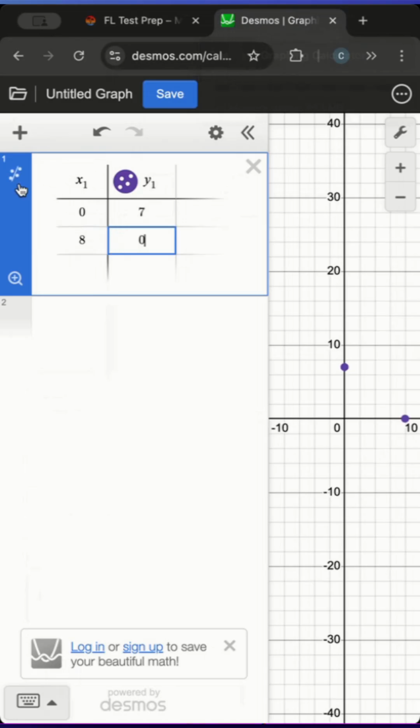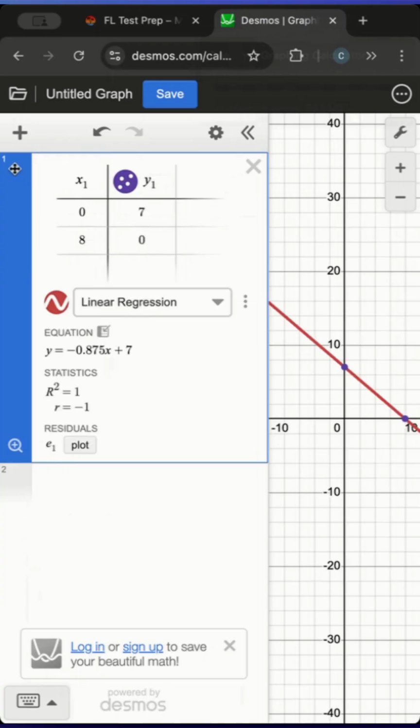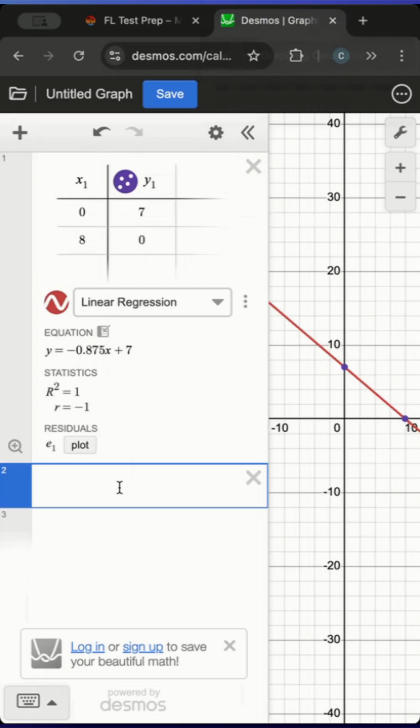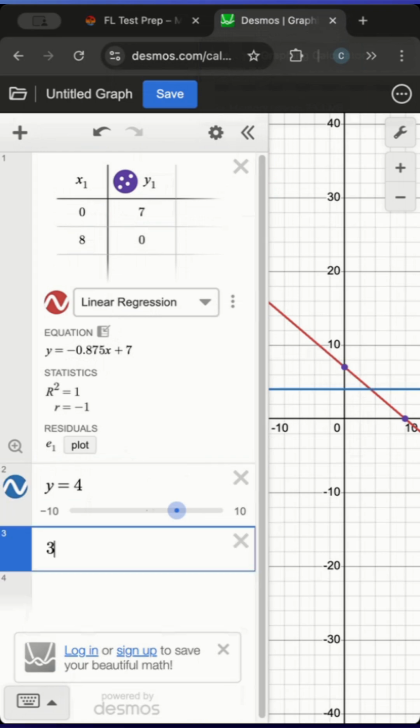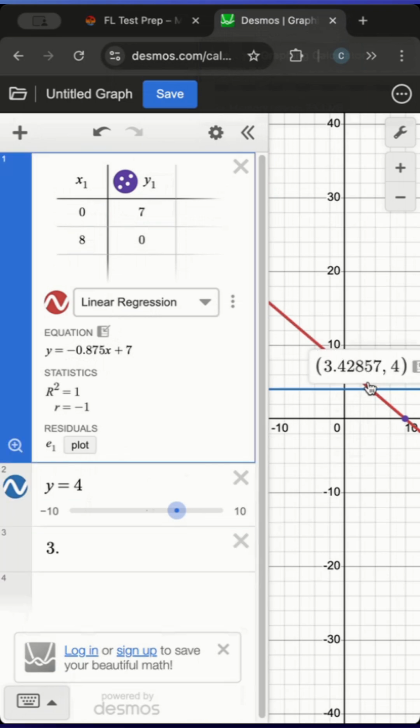And what you want to do here is you see this in the top left corner, you hover over it and it's going to say add a regression. Go ahead and click it. Then it's going to build you your linear regression here, negative 0.875x plus 7, exactly what we were looking for. All I'm going to do is say when y equals 4, I'm going to find my x. And in this case, I know it's going to be 3.42857.